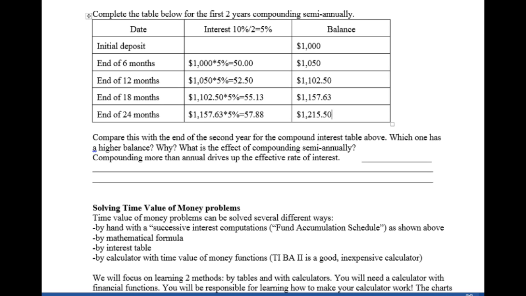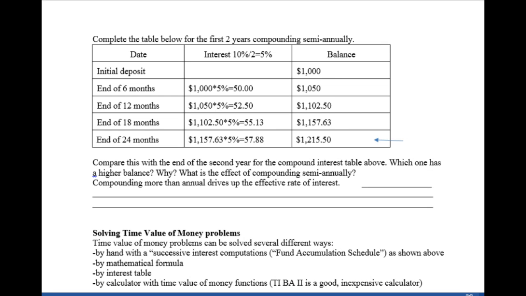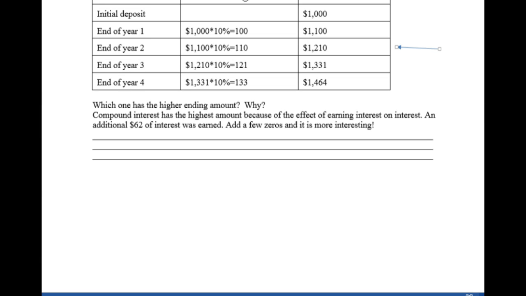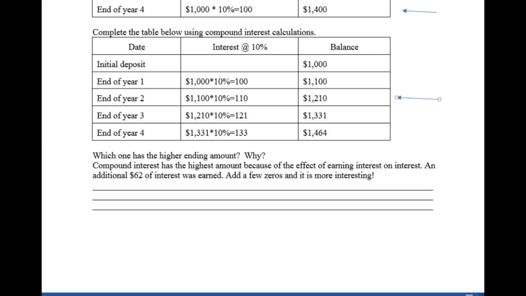Welcome back. So, as you can see, when you take the balance and hit it with half the interest rate and do it twice as often, when you get through with compounding 10% semi-annually for 24 months, you end up with $1,215.50. So, after 2 years at 10% compounded twice a year, you have $1,215.50. Let's back up a little bit and look at the same period of time compounding only annually, and you'll see that same period of time you have $1,210.